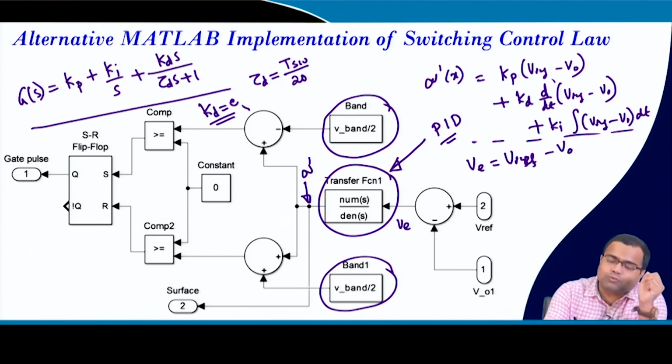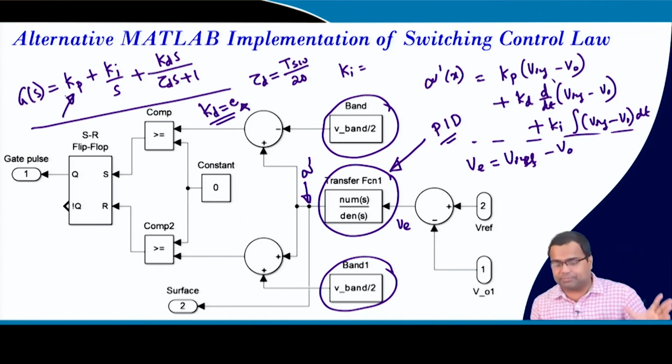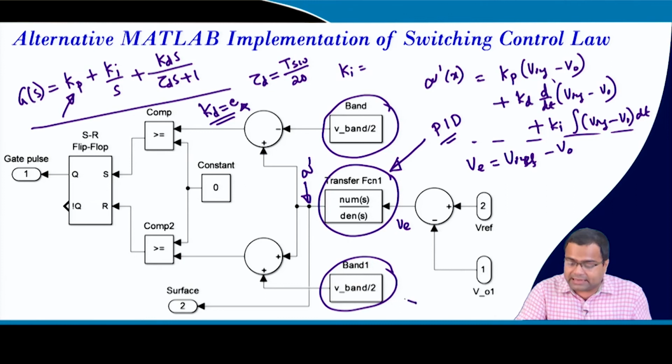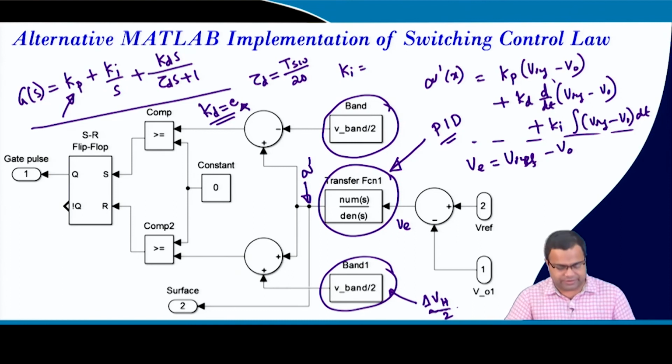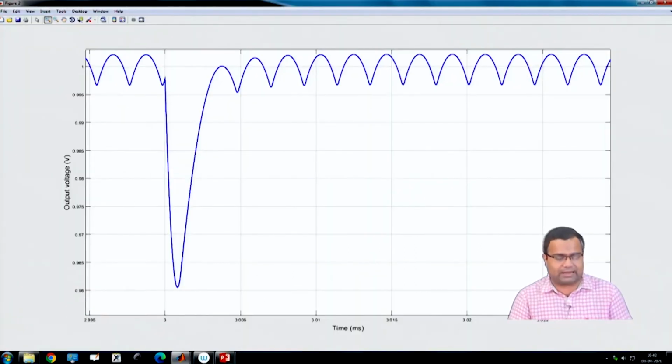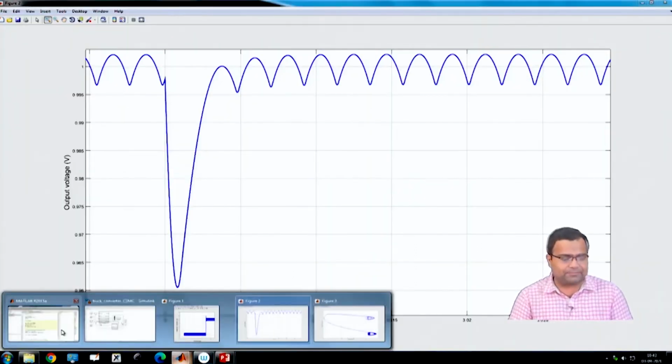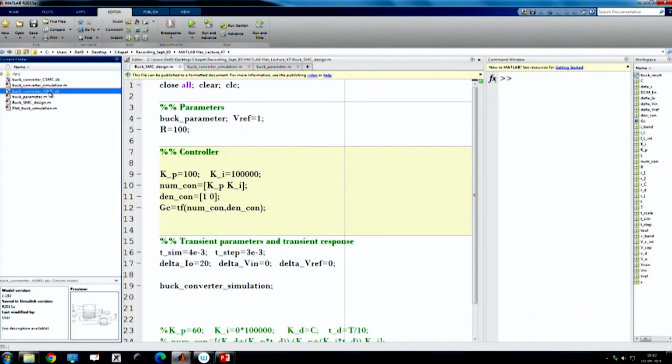And this is my output capacitance. Ki choice is somewhat flexible, but the Kp choice is the one which will decide the transient performance. And the selection of this delta V H, which is the hysteresis band, divided by 2 here, will decide our switching ripple, that means the steady state switching frequency. So, let us go back to our MATLAB and see what happened if we go to our voltage based controller.